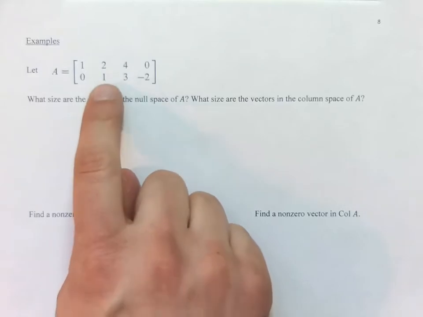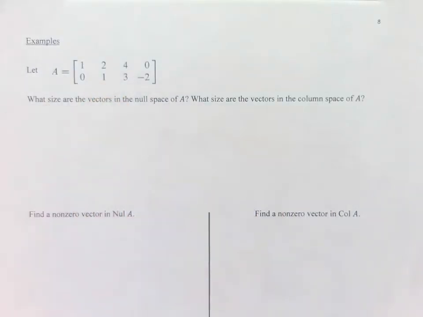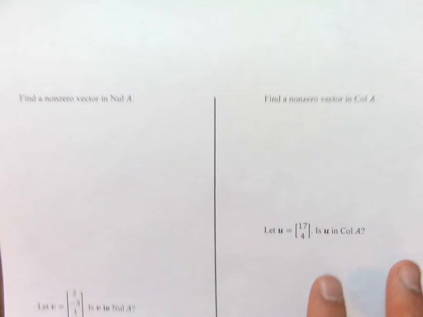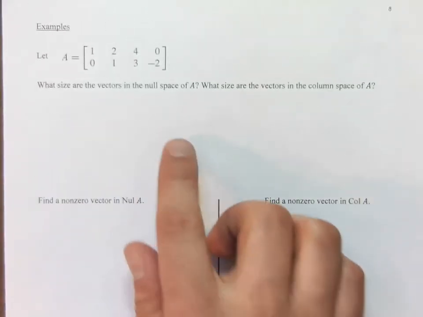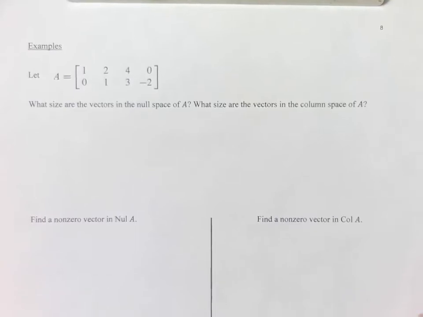Okay, so we're going to be talking about this matrix A, and we're going to answer all these various questions about it. We'll find a non-zero vector in both spaces. We'll determine whether or not these vectors are in the space. But the first thing we're going to do is talk about the size of the vectors in each space.